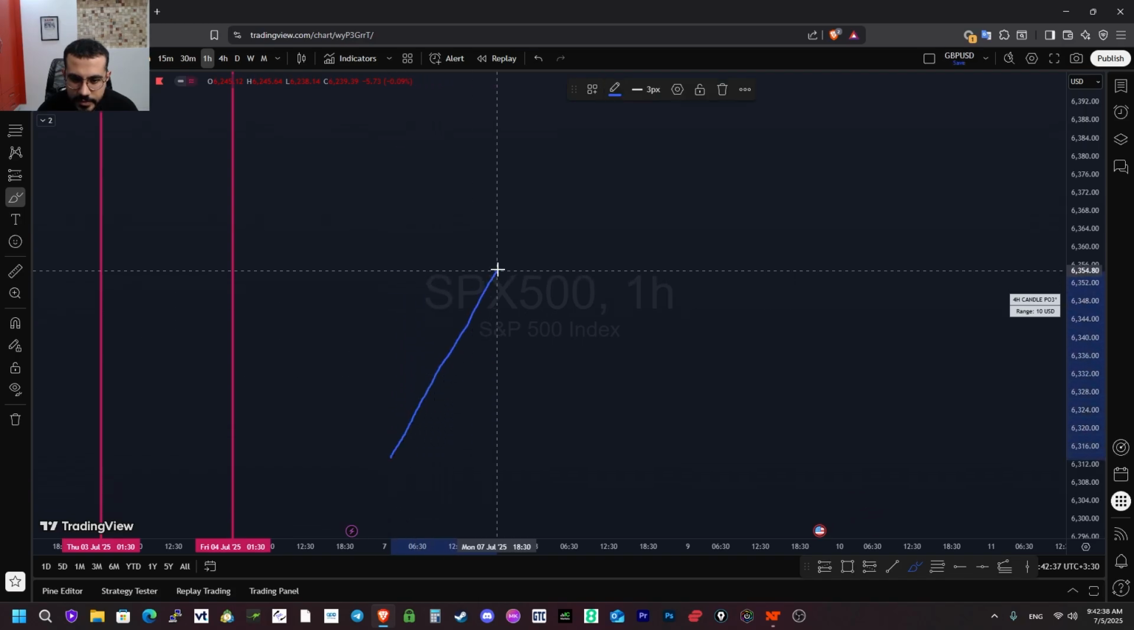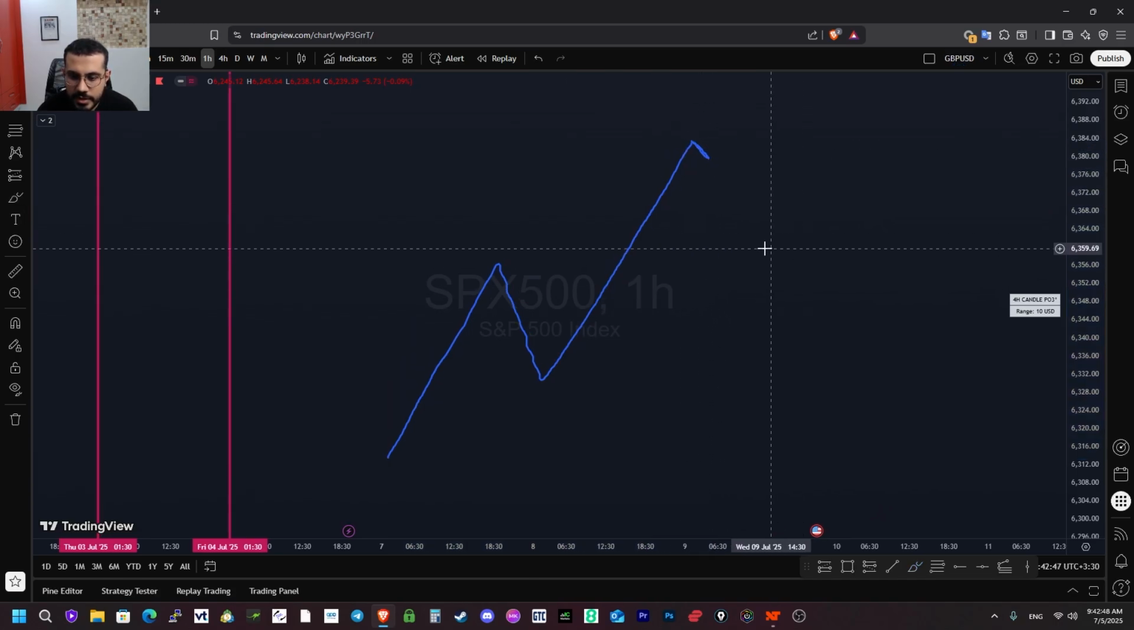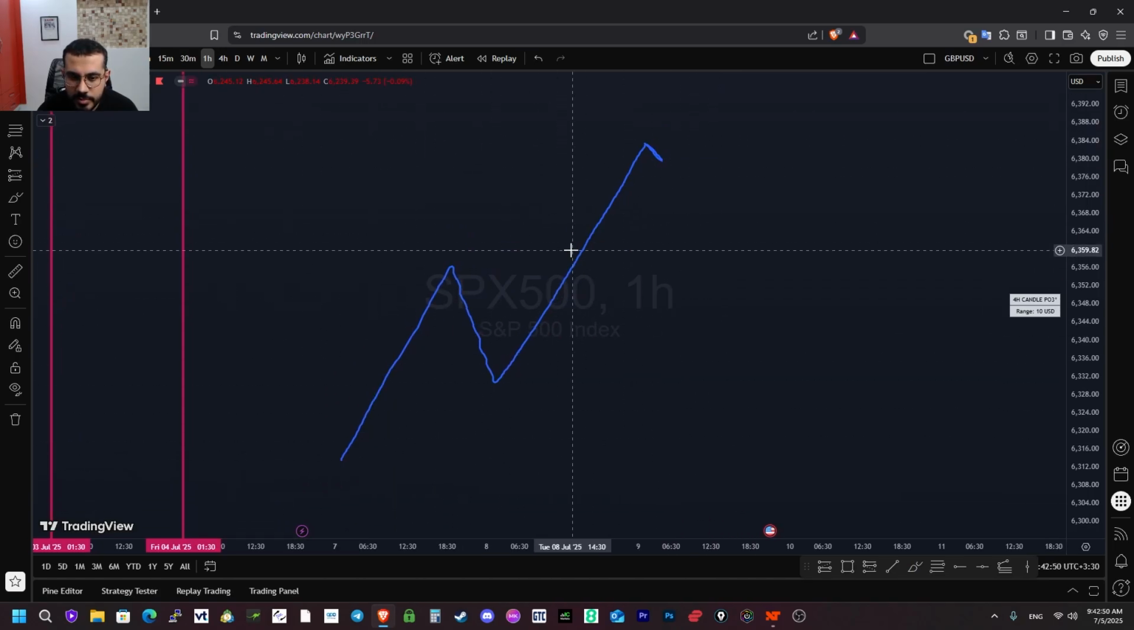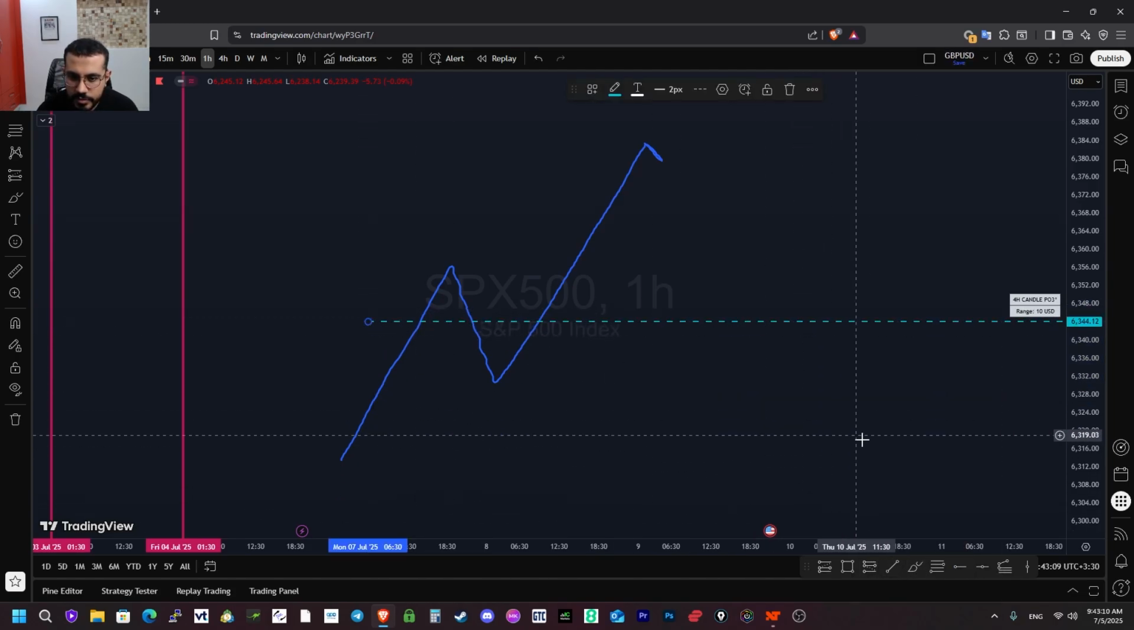Let's just say that the trend is bullish and we have something like that. This is our entire day. It doesn't matter the time frame, and the market just closed like this. So how can we use this value area? Let's just say the value area for this day is something like this.